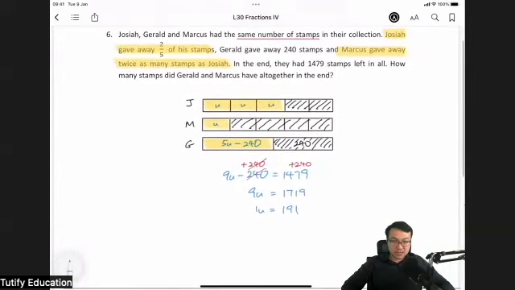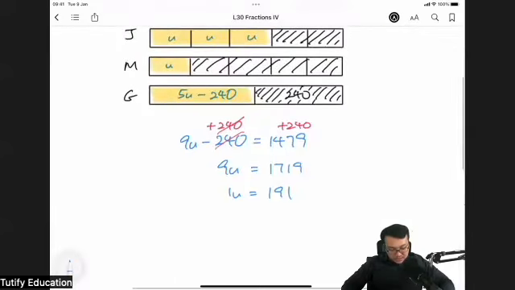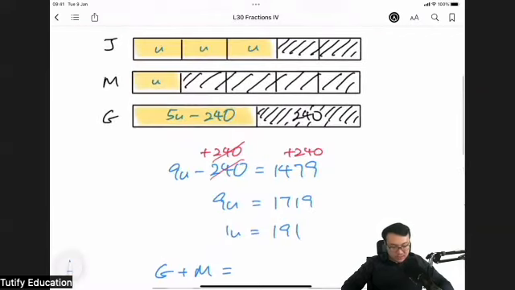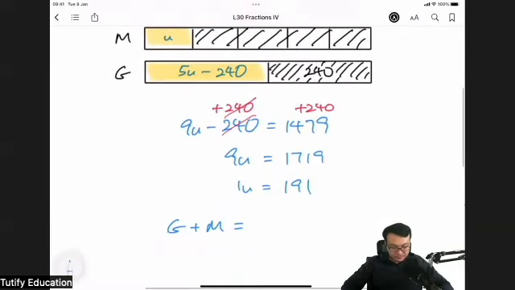Now, what's the question asking? How many stamps did Gerald and Marcus have in the end? You are trying to find Gerald plus Marcus in the end. Can you tell me how many units is Gerald and Marcus in the end? 6 units minus?